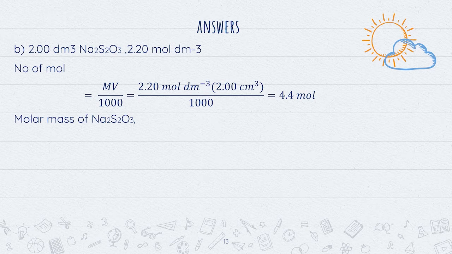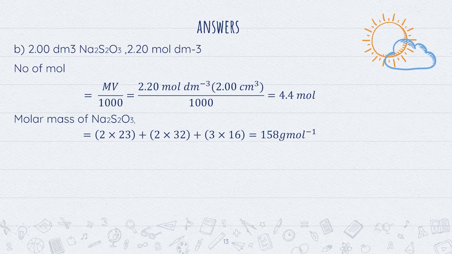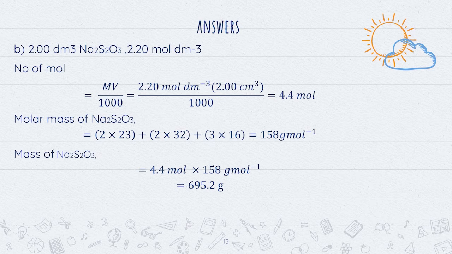We find the molar mass, which is 158 gram per mole, and then we find the mass by using the same method, multiplying mole with molar mass, and we get the mass of the solid is 695.2 gram.